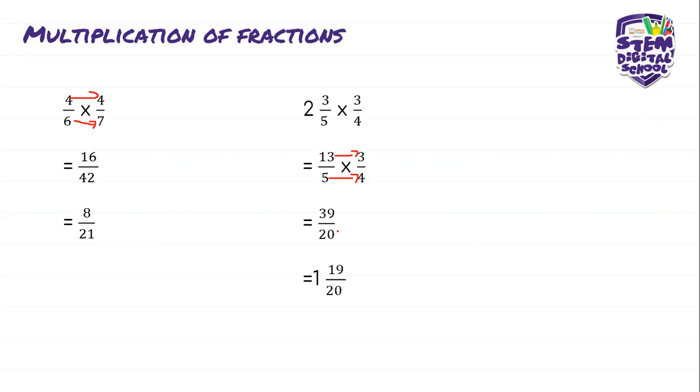How many times does 20 go into 39? Once. And I put the 20 here. What is left for me to change to 39? 19. Done. That's what you do. That's why I said it is numerator multiplied by numerator, denominator multiplied by denominator.